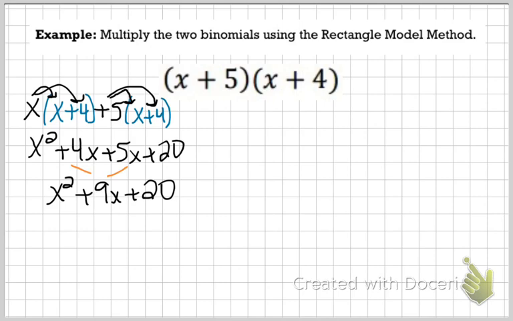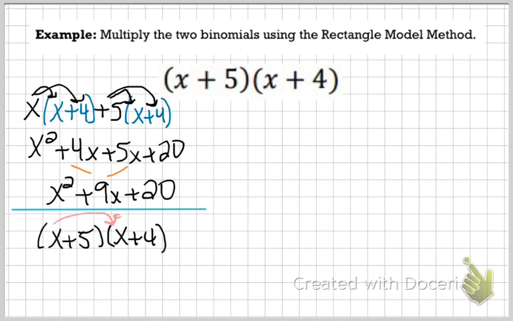You also learned how to use the FOIL method. Now in FOIL, you have to remember F stands for first, so x times x, x squared. O stands for the outer terms, so x times 4 would be a positive 4x. Then we move on to the inner terms. 5 times x would give us a positive 5x. And then finally, we would have our last terms. 5 times 4 would give us a positive 20.